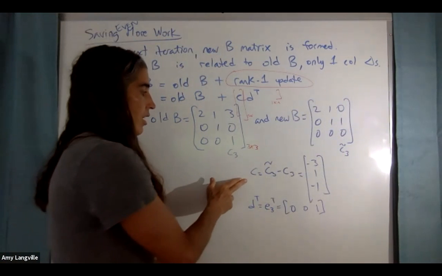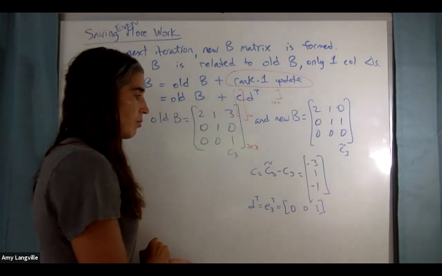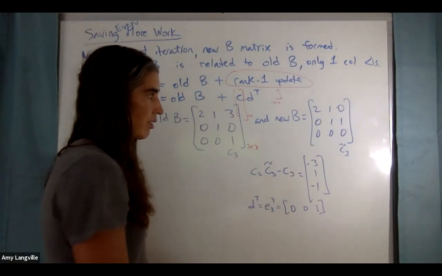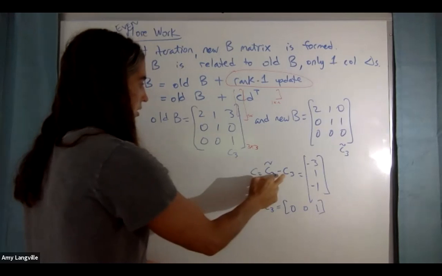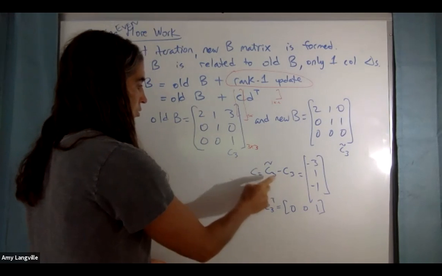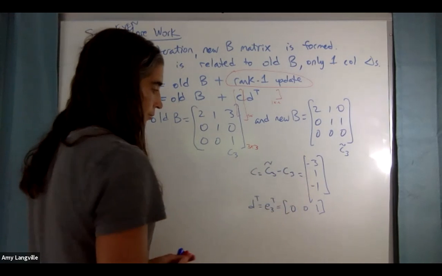Okay, and then we're going to create a column vector C. That's the same thing as up here in this rank 1 update. And it's just the difference of those 2 vectors. So I'm going to do C3 tilde minus C3, the new one minus the old one. And I get this vector here.